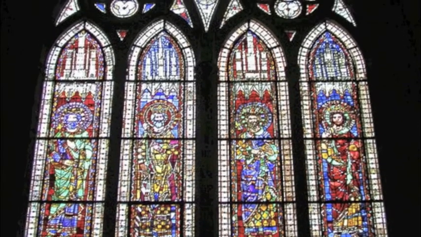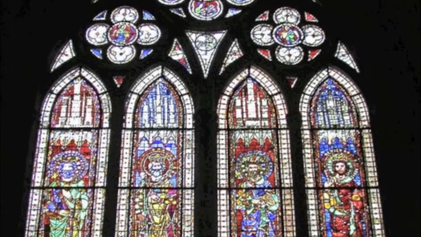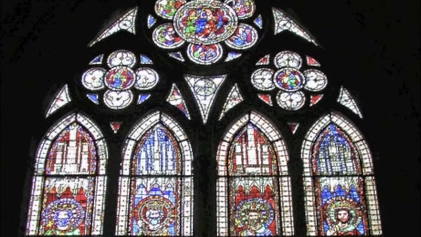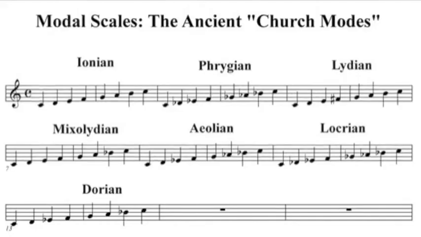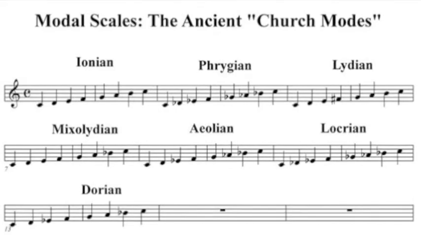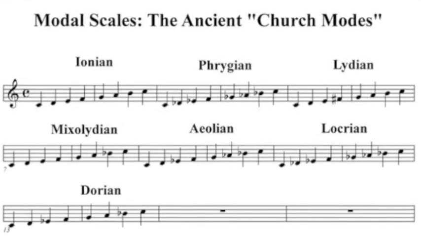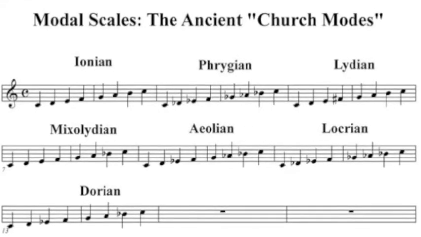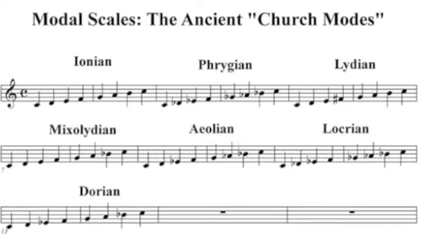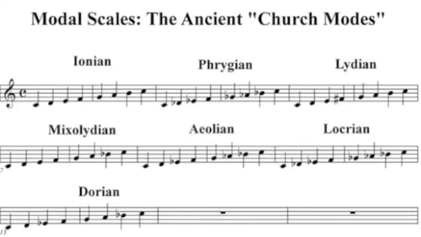So the church had tremendous influence on how music evolved, especially the notation of music. As you can see in this example, you see the earliest scales, the church modes: Ionian, Phrygian, Lydian, Mixolydian, and so forth.